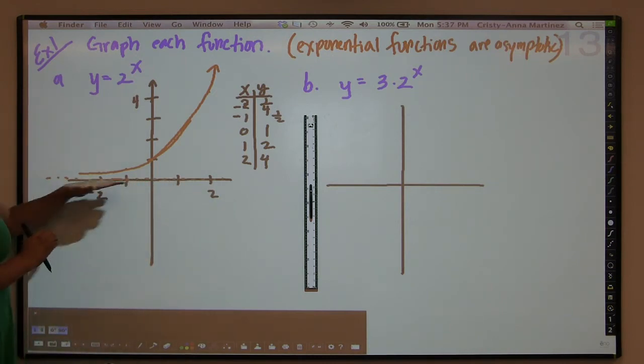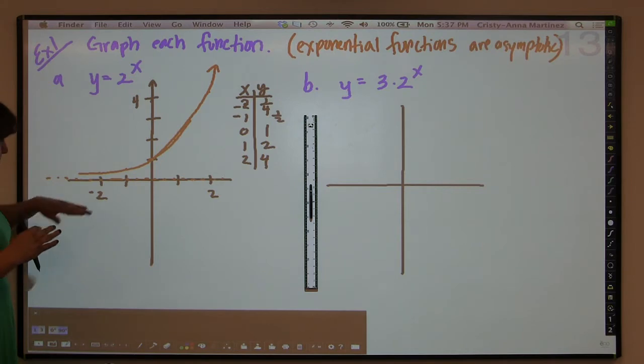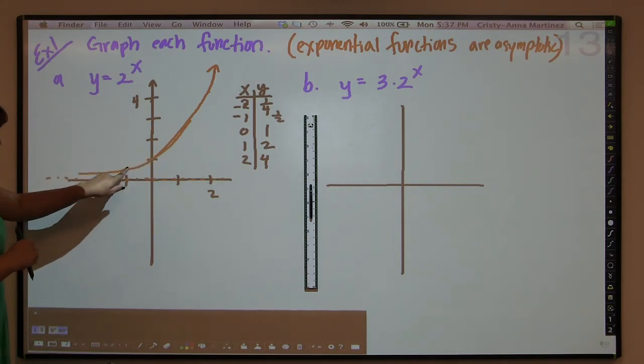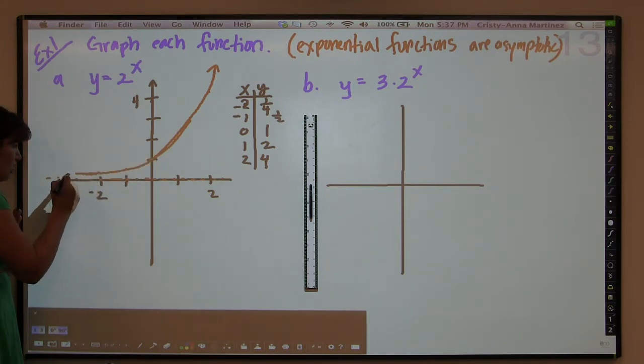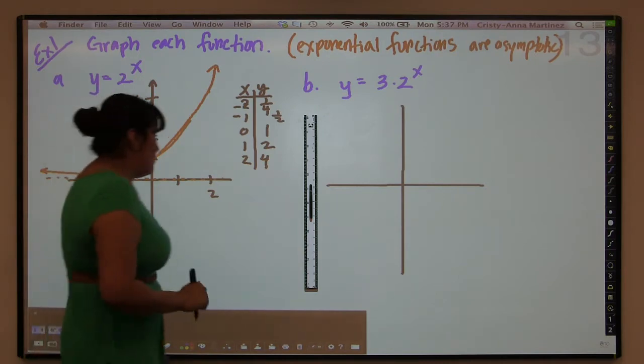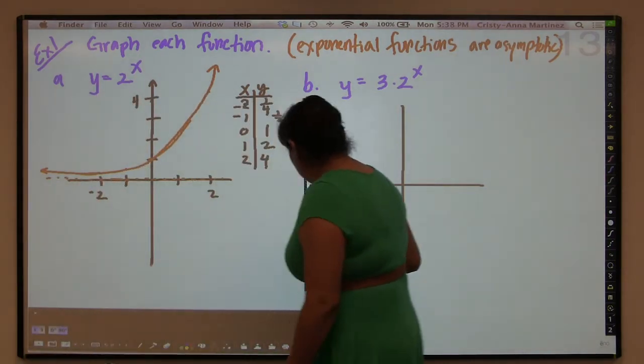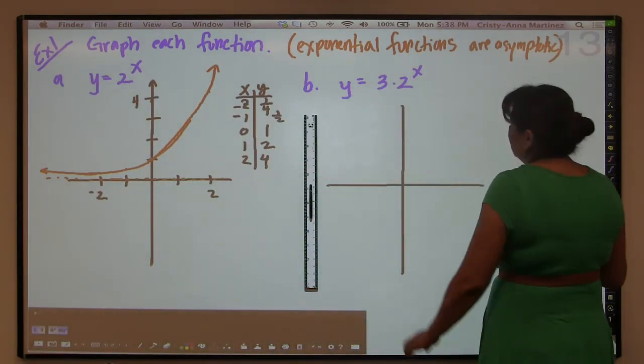This line is a line that's kind of like a barrier. The graph will never touch it, but it will get very, very close. So when you draw your graphs, you should never have that graph crossing this asymptote. Okay, so that takes care of that parent graph for you. And now we're going to do another one.